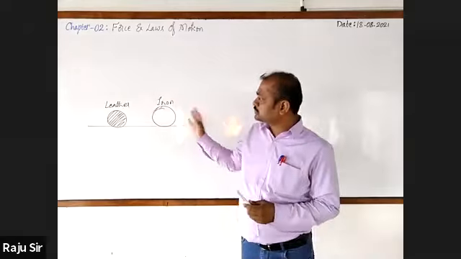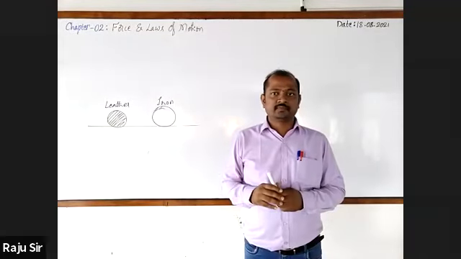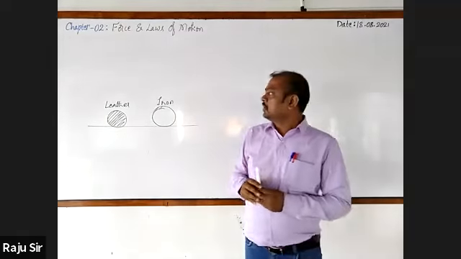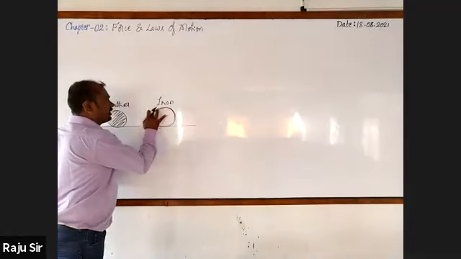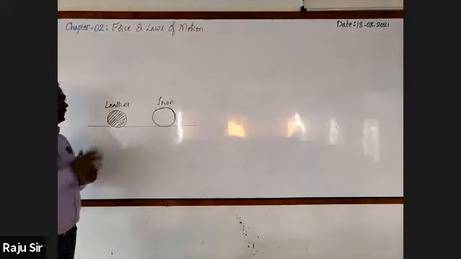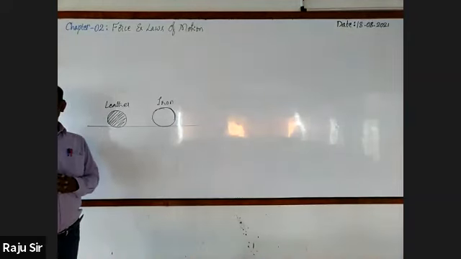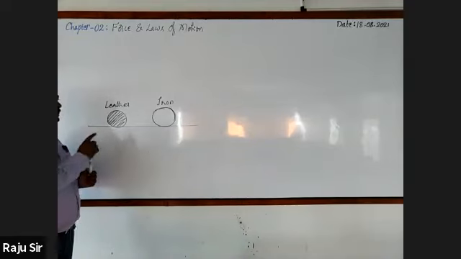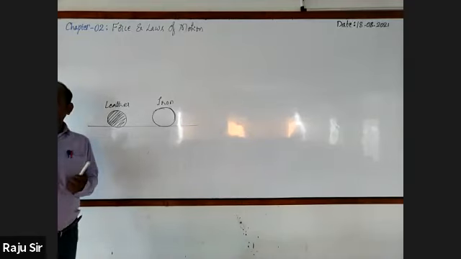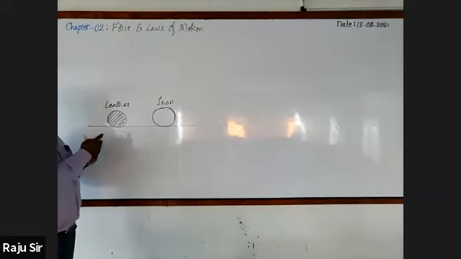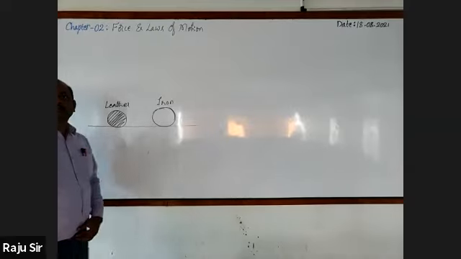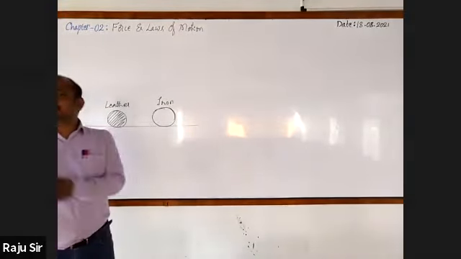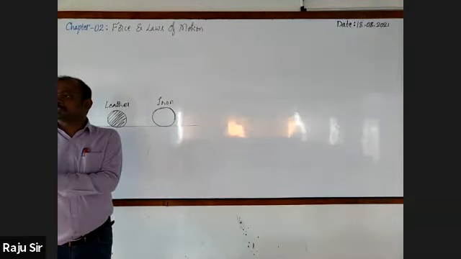What is the state of these two objects? Rest. How long will they be at rest? Until an external force is applied. Till then, both will be at rest. Right? Which one of these two has more tendency to maintain the same state of rest? Iron. What do you call the tendency of a body to maintain the same state of rest? Inertia of rest.